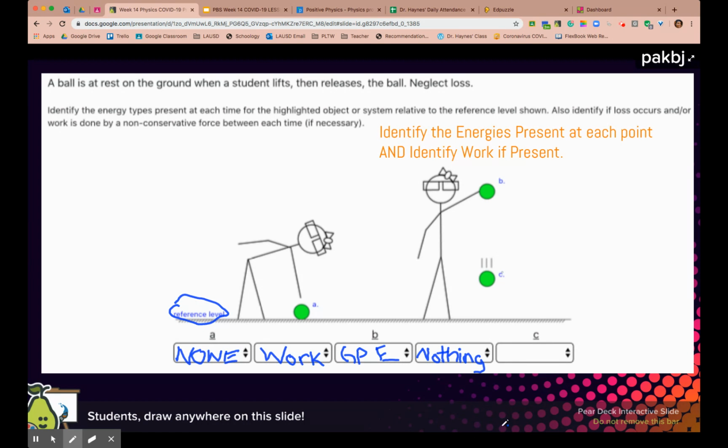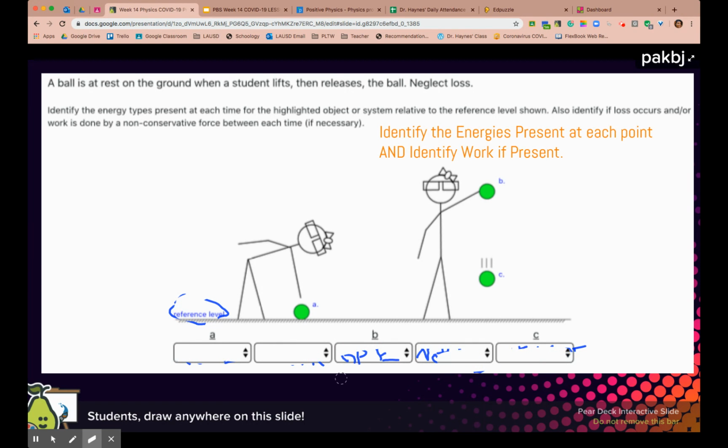And then at C, the ball is moving. So if something's moving, that means it has kinetic energy. And then it's still above the reference level. So exactly, someone wrote it in. It has GPE. Perfect. Good job. All right. So your next problem set in positive physics is going to be questions like this, where now you're adding work and loss into the problem.